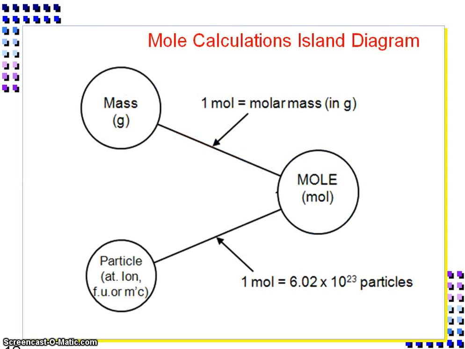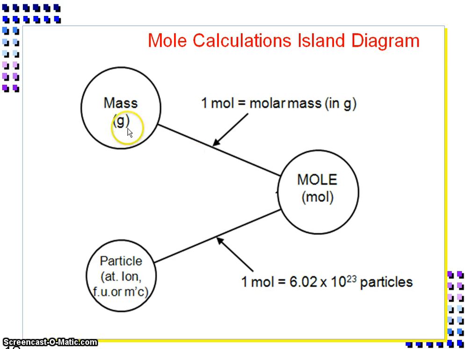I made this island diagram to try to help you. People have told me before in the past that this was good for them. Sort of a visual representation of what we just learned. So if you start with grams and they ask you to find particles, either atoms, ions, formula units, or molecules, any particle, there's no direct way to go from grams to particles.